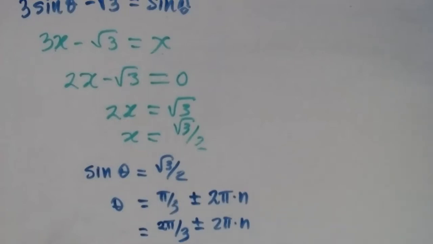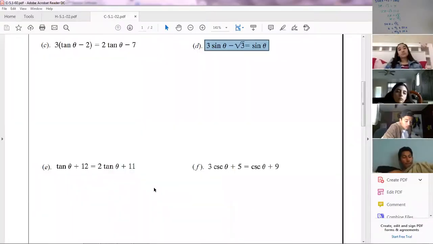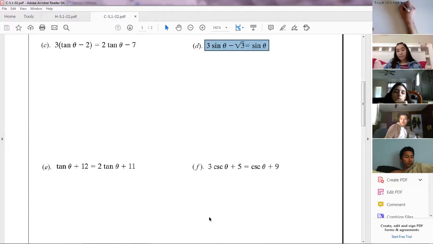One more. From the next two, E or F, which one would you like to solve? All of them are easy. They're basically the same thing, some linear problems, right? F? Okay. 3 cosecant of theta plus 5 equals cosecant theta plus 9.